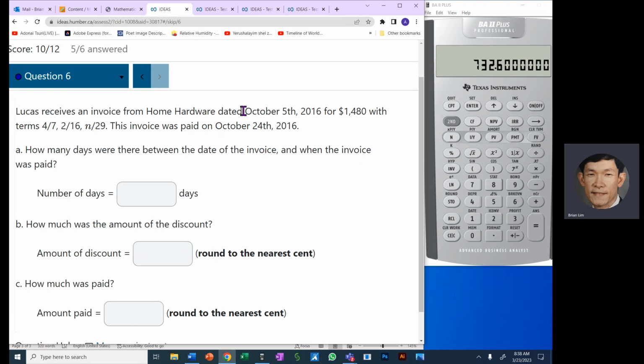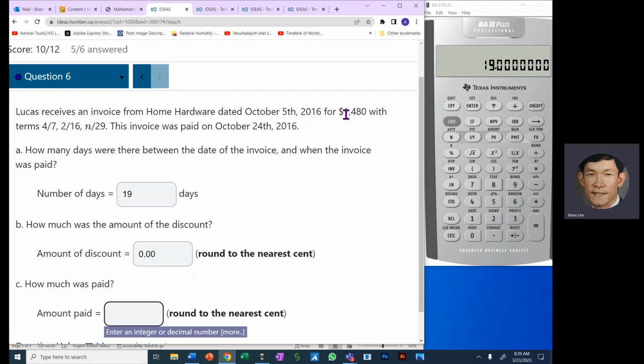Now, so how many days were there between the date of the invoice and when the invoice was paid? So the date of the invoice was October the 5th, 2016, and it was paid on October the 24th, 2016. So we go 24 minus 5, and that gives us 19 days. All right, so 19 days. Now, if you look up here, 19 is definitely past 16, but it had to be paid before 29 days. So what does that mean? We're past this 2% discount, so it's net. And net means 0 discount, 0.00.